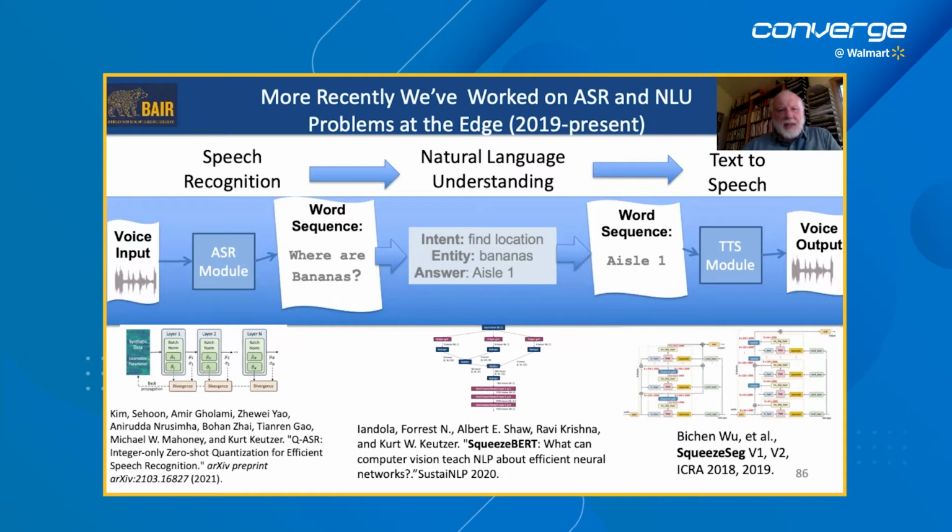And then that goes into a natural language understanding, particularly cued for an application in which it identifies that the intent here is to find the location of some entity, and the entity is bananas. And then in this question answering, it answers aisle 1. And then, given that aisle 1, we then have the problem of actually producing voice output. We don't want to belabor people with having to look at some screen or something. We actually want to voice output and synthesize aisle 1.